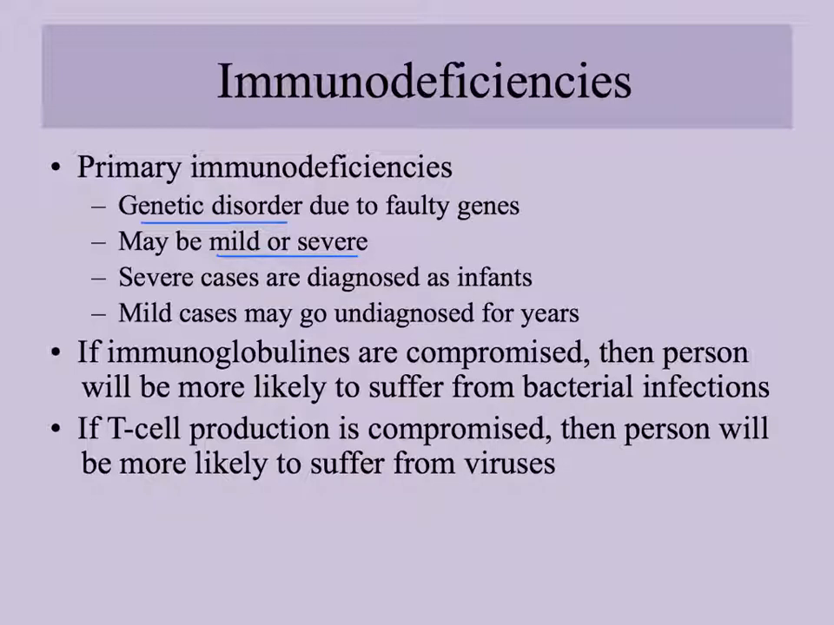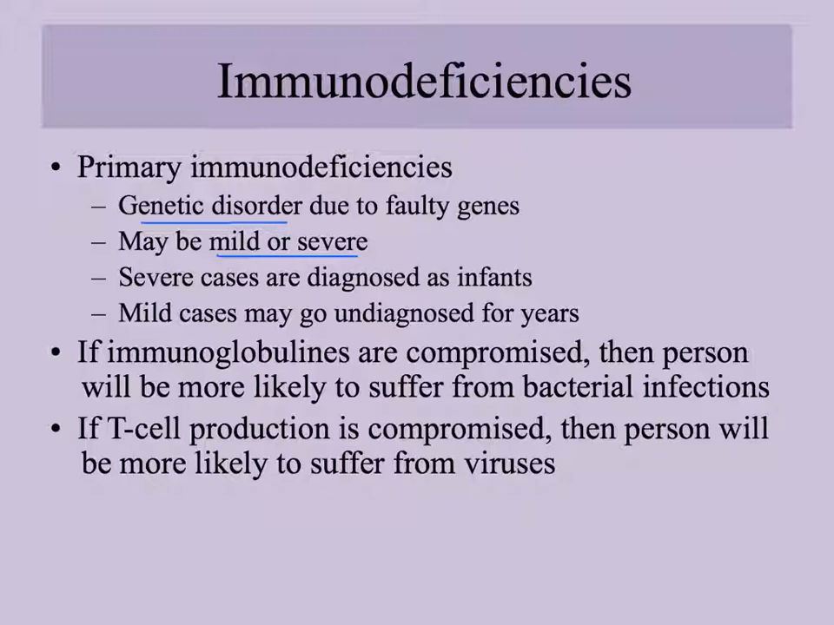Most severe cases are typically diagnosed when someone is still an infant, because if they're not picked up early, there's just no hope of this person surviving. Someone who has a mild immunodeficiency may go undiagnosed for years because they're just more susceptible to getting sick. And so that doesn't seem like a real illness. It's just sort of something you have to live with.